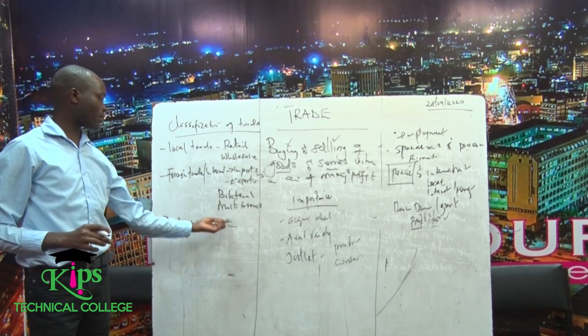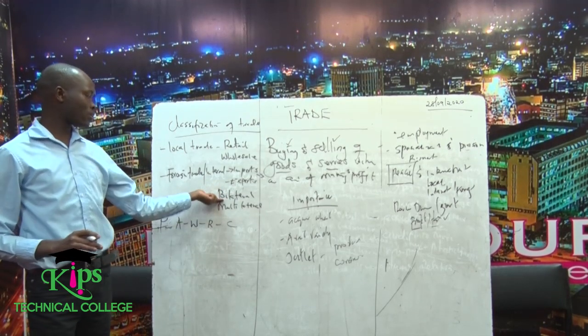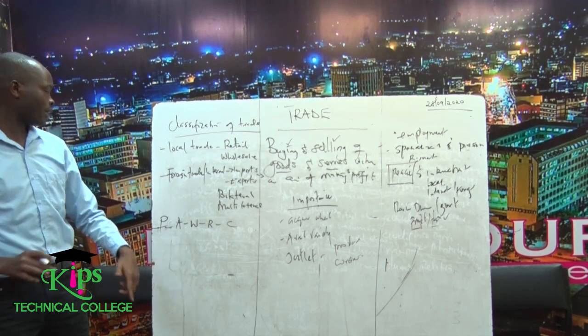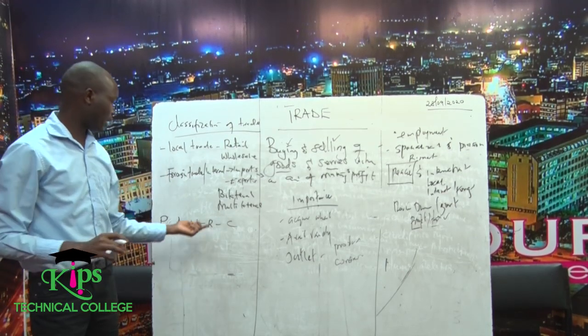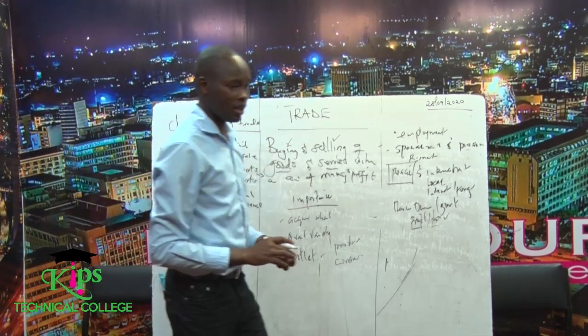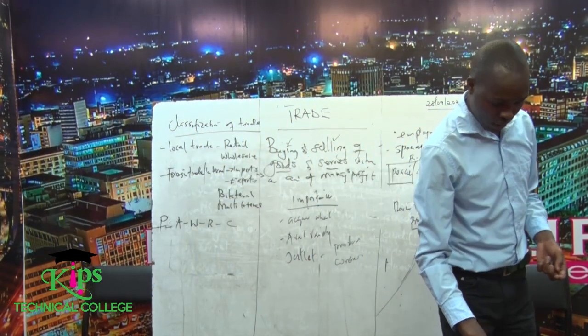Then we have the bilateral and multilateral trade. Bilateral trade is the trade between two countries. We can talk about Kenya and Tanzania, or Kenya and Sudan. Then multilateral trade is Kenya and other countries of Africa.